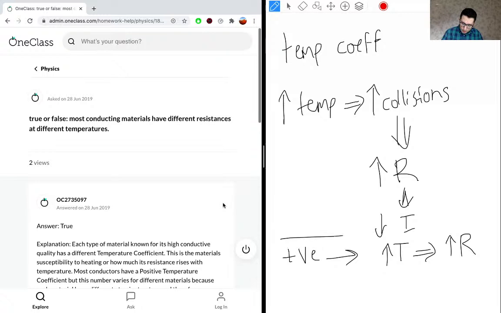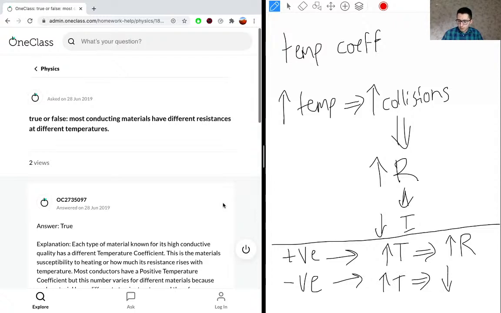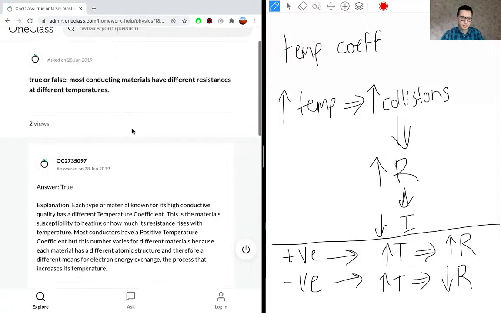So I'll just make a line, separate this out. Secondly, if the temperature coefficient is negative, an increase in temperature means a decrease in resistance. Most conducting materials have a positive value, but in some scenarios there's a negative value for the temperature coefficient, and that means an increase in temperature gives a decrease in resistance. So this is true, most conducting materials have different resistances at different temperatures.